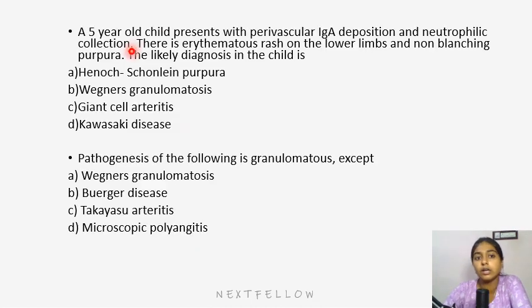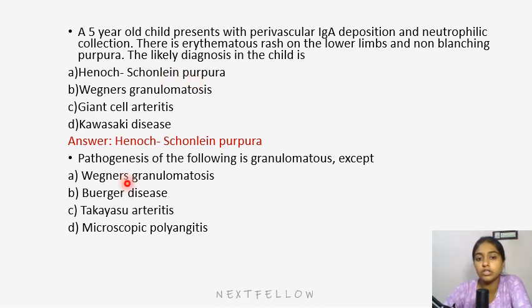Next question. A 5-year-old child presented with perivascular IgA deposition and neutrophilic collection. There is an erythematous rash on the lower limb and non-blanching purpura. So the likely diagnosis, given a 5-year-old child as well as perivascular IgA deposition: IgA deposition is seen in Henoch-Schönlein purpura. So the answer is Henoch-Schönlein purpura.